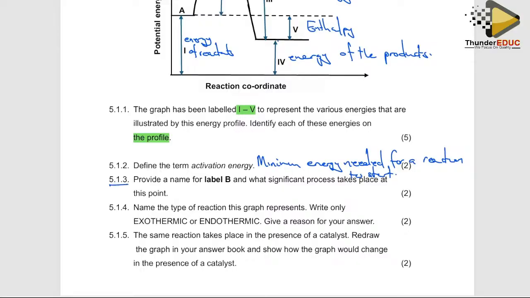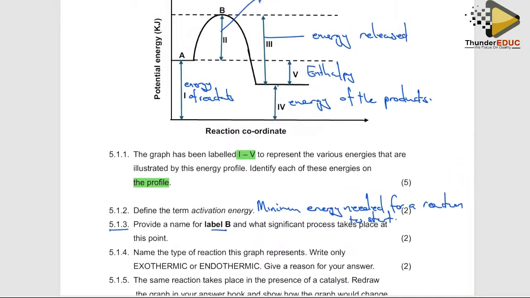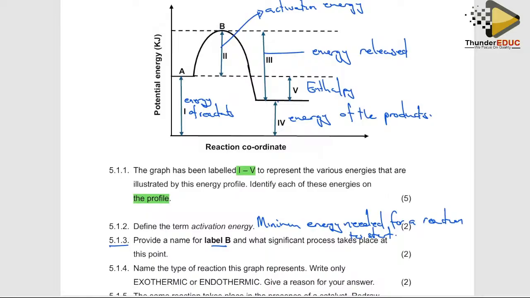It says provide a name for label B. So we're looking for label B there at the top. It says here for label B, what significant process takes place at this point? So the top part there, we refer to it as the activated complex. So what's an activated complex there?